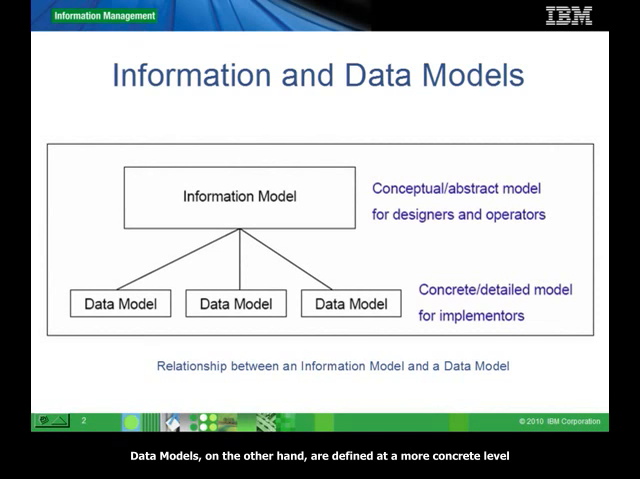Data models, on the other hand, are defined at a more concrete level and include many details. They are intended for software developers and include protocol-specific constructs. A data model is the blueprint of any database system. The figure illustrates the relationship between an information model and a data model.